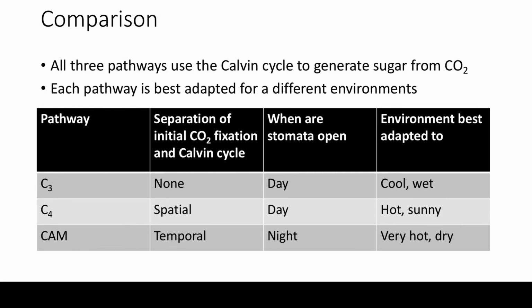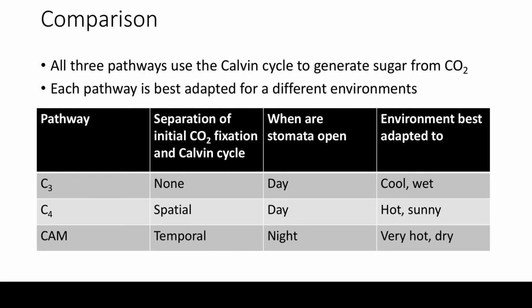Overall, all three pathways use the Calvin cycle to generate sugar from carbon dioxide. Each pathway is best adapted for a different environment. In C3 plants, CO2 fixation and the Calvin cycle are not separated, and the stomata are open during the day. C3 plants are best adapted to cool and wet environments. In C4 plants, the initial carbon dioxide fixation and Calvin cycle are separated spatially, and the stomata are open during the day. C4 plants are best adapted to hot and sunny environments.